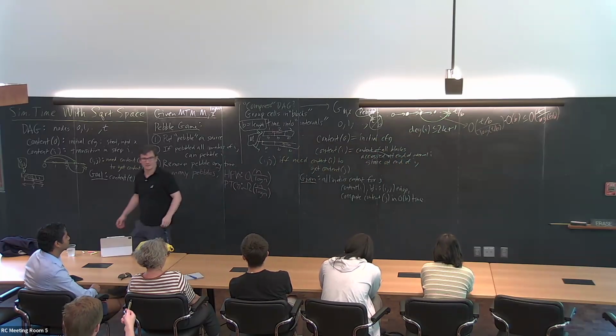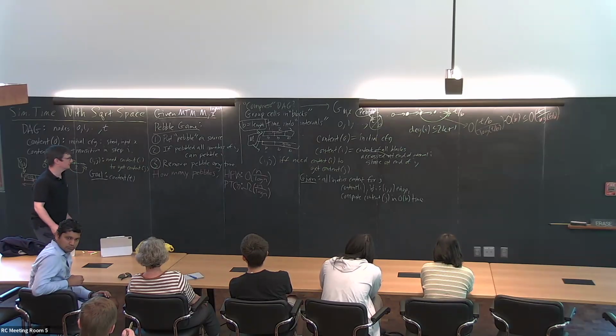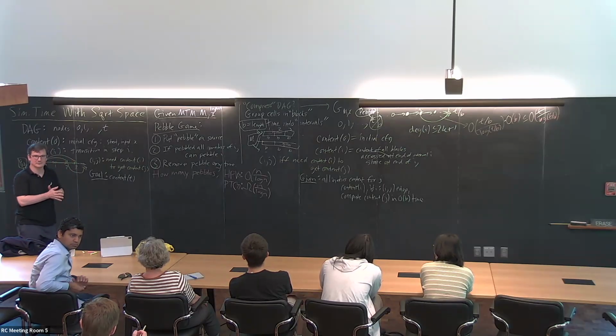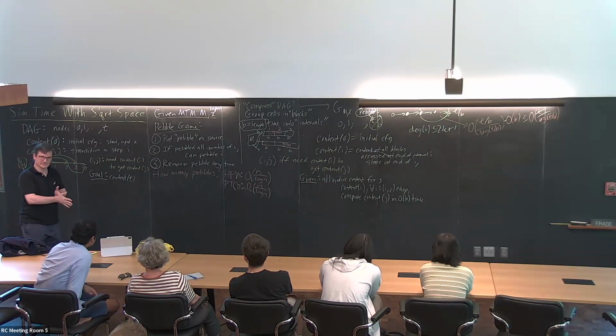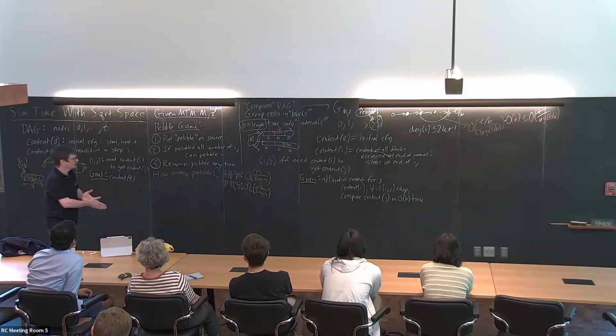Is this result about pebbling the basic one? Is that some graph theoretic statement about just any DAG with constant degree? Yeah. Yep. Okay. Yep.